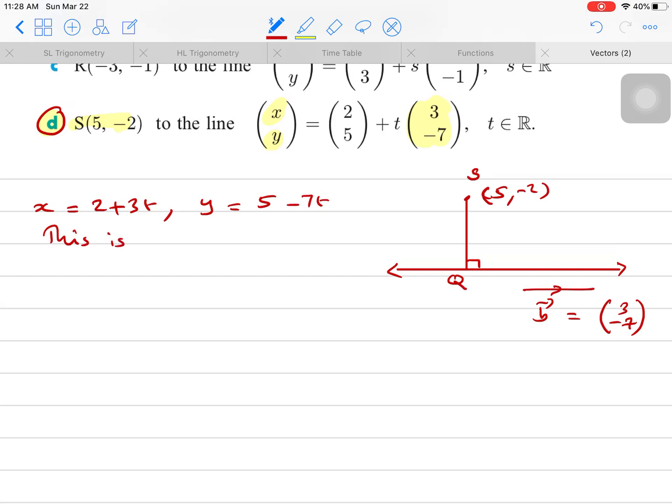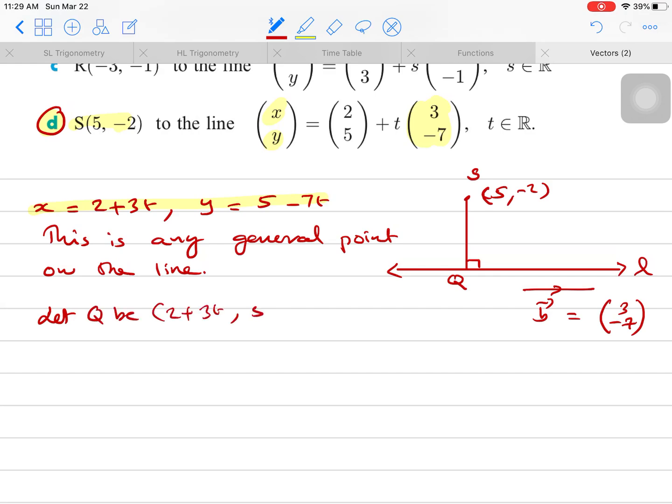This is any general point on the line. If it is any general point on the line, we say let it be Q, because Q is also a point on the line. So I'm saying let Q be 2 plus 3t and 5 minus 7t for some value of t. Then we find vector SQ.